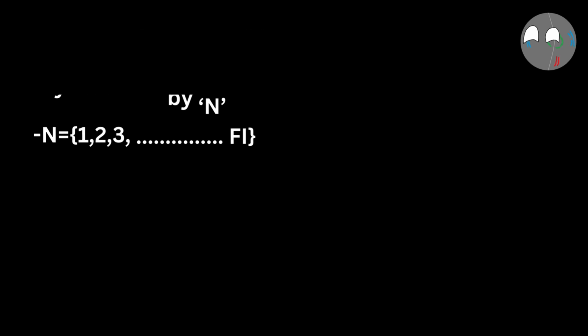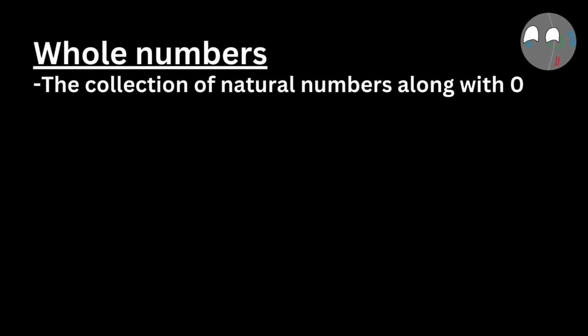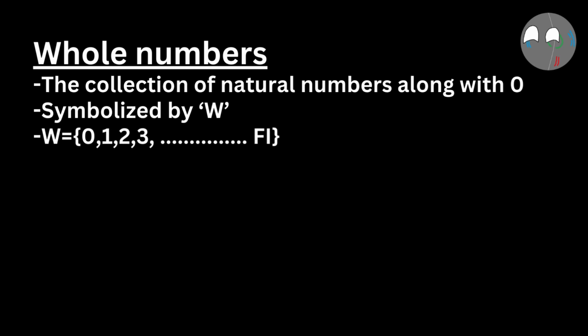So next are whole numbers. The collection of natural numbers along with 0 are called whole numbers. Whole numbers are symbolized by the letter W. So W is equal to 0, 1, 2, 3 and so on until finite infinity Fi. So we already covered 2 in less than a minute. So next are integers.